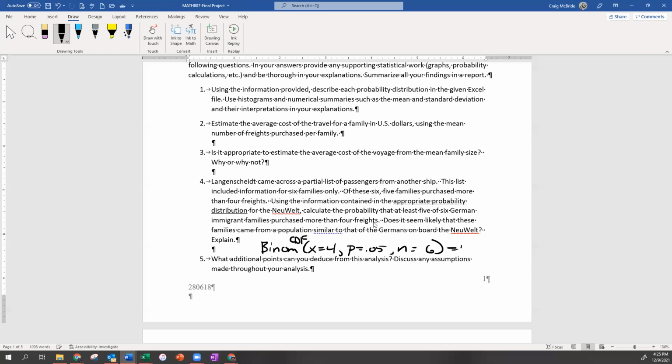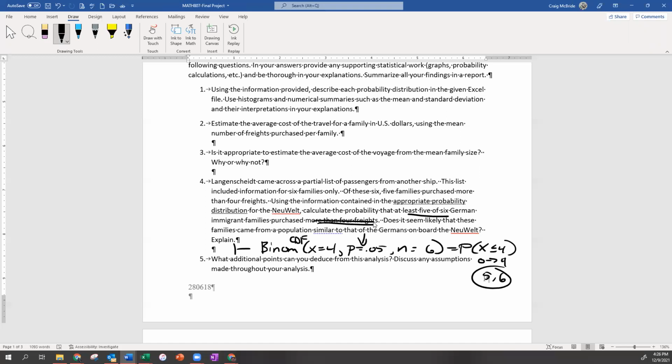This would give us the probability that the number of families that bought more than 4 freights, because buying more than 4 freights is what it means to have a probability of 0.05, was less than or equal to 4, so 0 through 4. If we did 1 minus that, that would give us the complement, and the complement of 0 through 4 is 5 or 6, which is what we want: at least 5 of the 6 people bought that many.